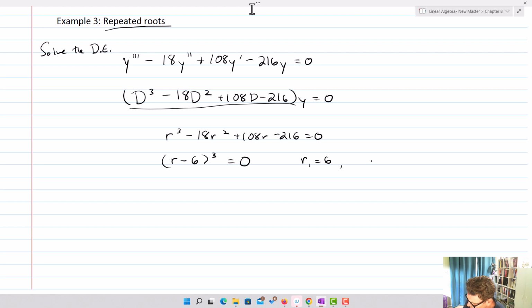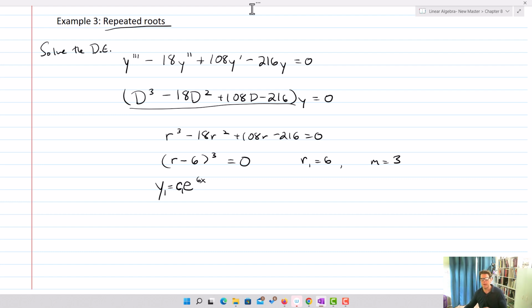Okay? So multiplicity equal to 3. Consequently, it doesn't make sense for us to have e to the 6x 3 times. We can have one of them. We'll have y1 equals c1 e to the 6x. But we're going to need linearly independent solutions.